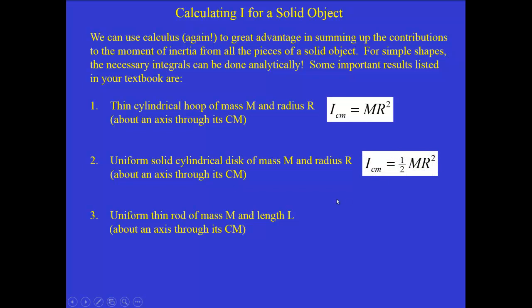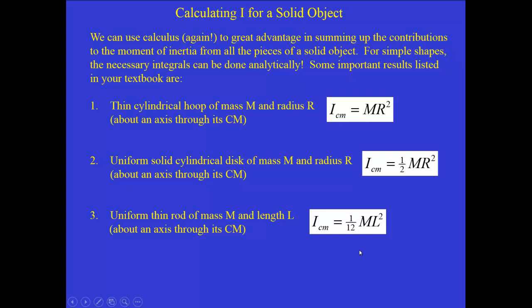Finally, for a thin rod of mass m and length l, very, very thin like a pencil, when we have an axis through the center, the result that we get when we do the necessary integral is that the moment of inertia for an axis through the center of mass is 1/12 the mass times the length squared.